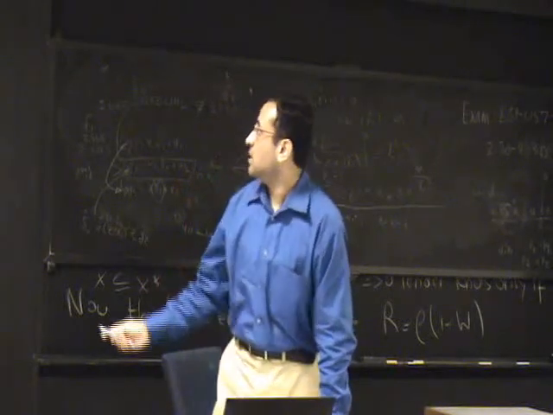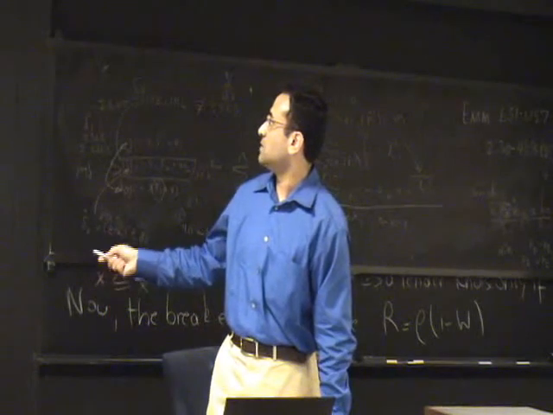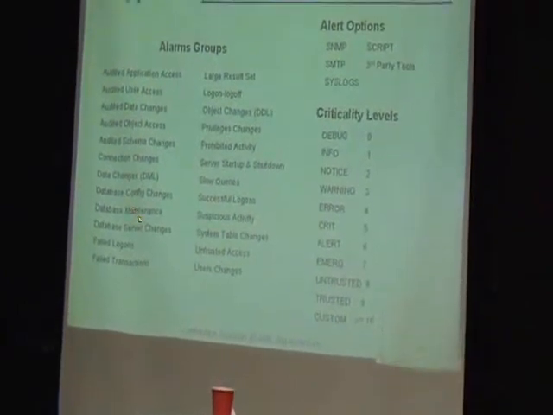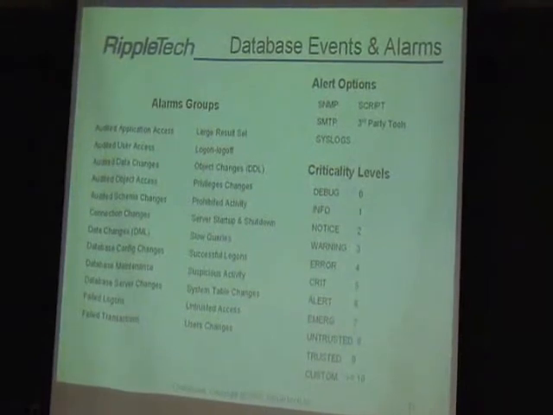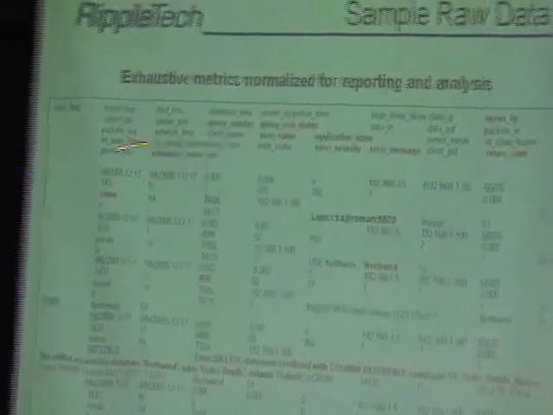But what we did with the DB2s and Oracles and Sybase and MySQL, we categorized all the alarms into alarm groups so that we can report upon them very quickly. So audited applications, schema changes, database maintenance, failed logons, or failed transactions, we grouped all those events into appropriate alarm groups so that we can report upon them very nicely. And here's what raw data looks like.